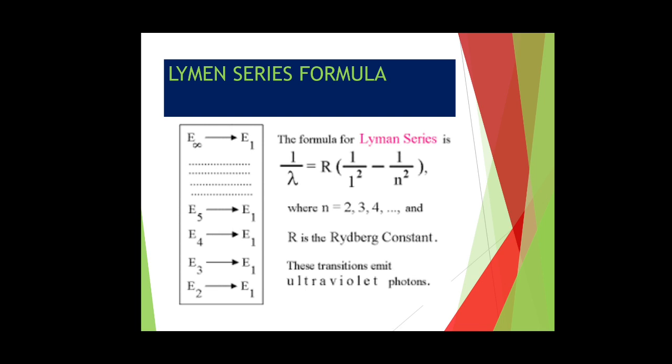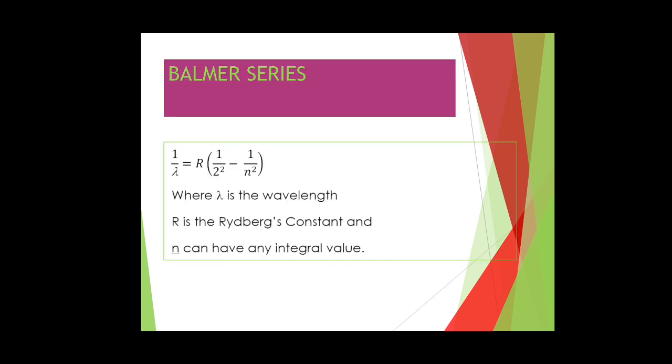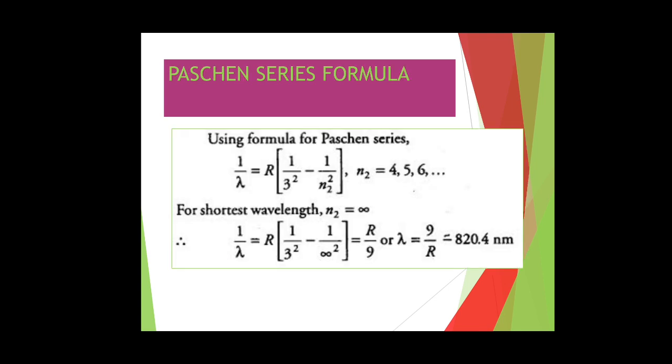Lyman series formula. The formula for Lyman series is 1 upon lambda equal to R times (1 upon 1 square minus 1 upon n square), where n equal to 2, 3, 4, etc. and R is the Rydberg constant. These transitions emit ultraviolet photons. Balmer series formula: 1 upon lambda equal to R times (1 upon 2 square minus 1 upon n square), where lambda is the wavelength, R is the Rydberg constant, and n can have any integral value greater than 2.